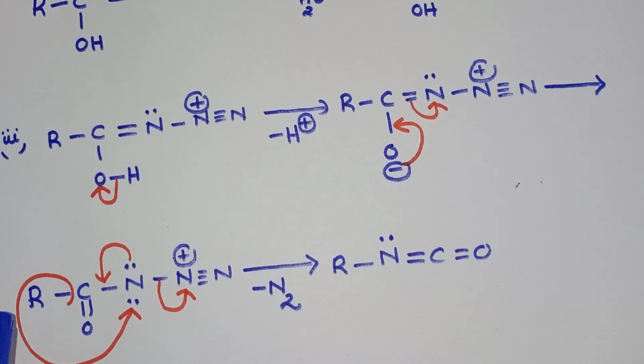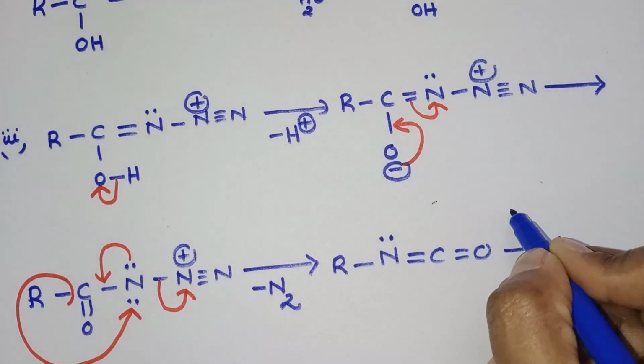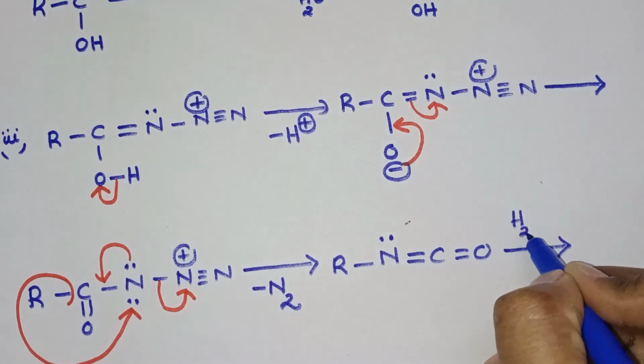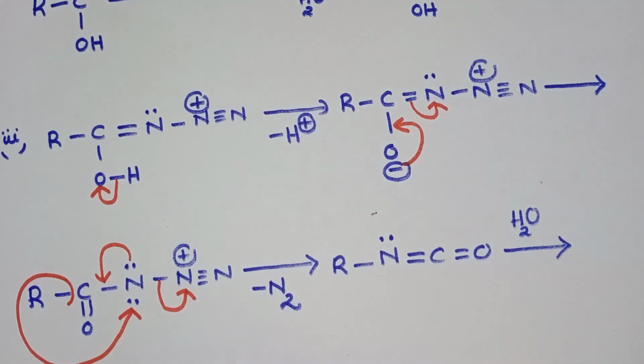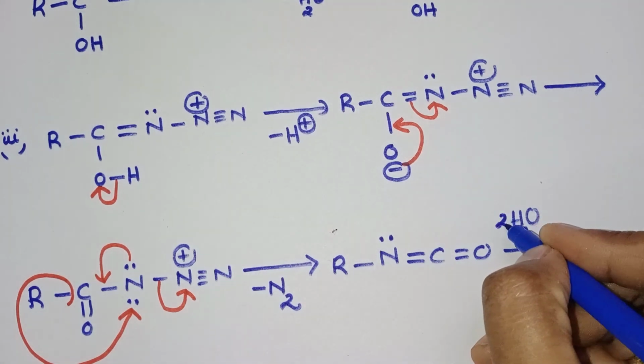Students, look here. R with the 2 electrons, it has come to nitrogen. So R single bond nitrogen, it has its pair of electrons. Next, this pair shifted here, double bond C, double bond O. Fine. Next, what happens? Here hydrolysis takes place. Write down. On the arrow, 2 molecules of H2O will be added.